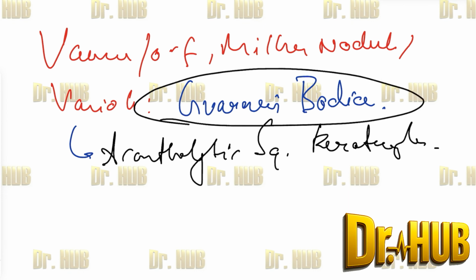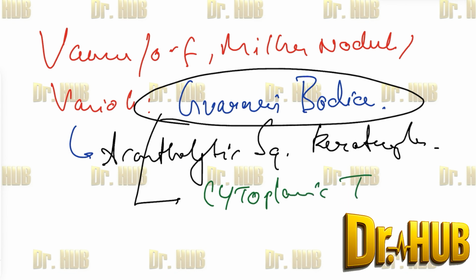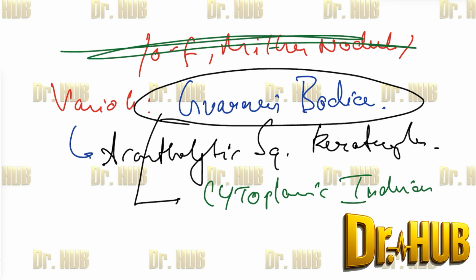The Guarnieri bodies are nothing but the cytoplasmic inclusions. And as we mentioned, acantholytic squamous keratinocytes are seen.